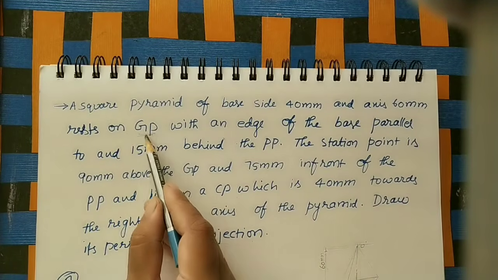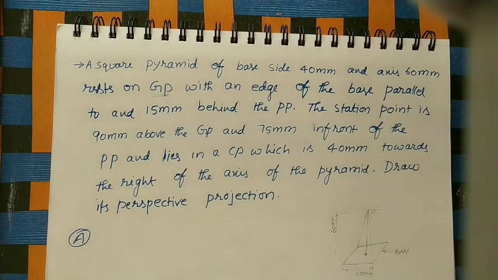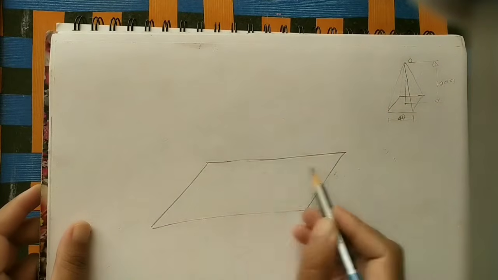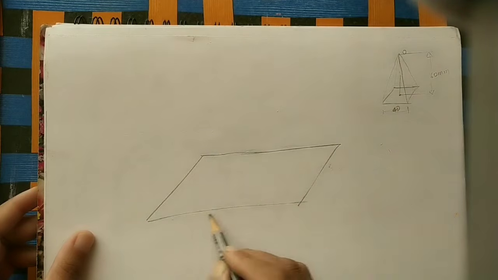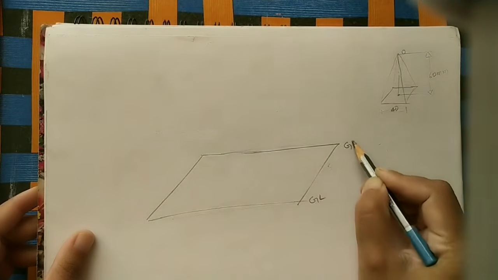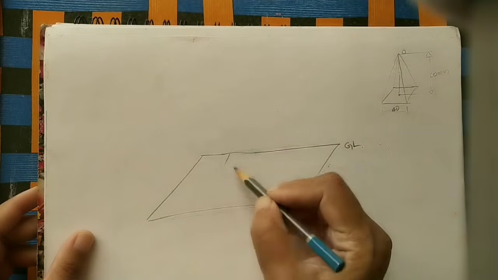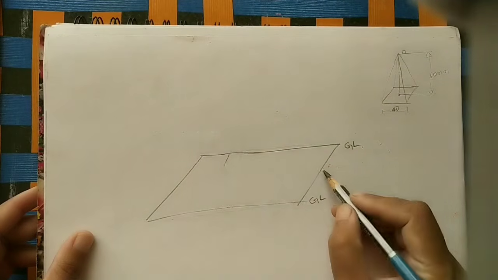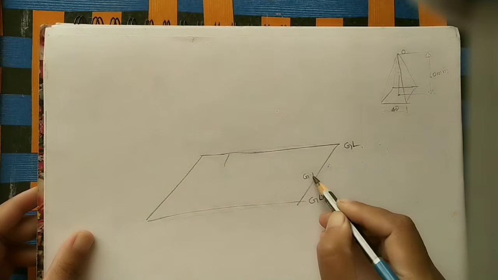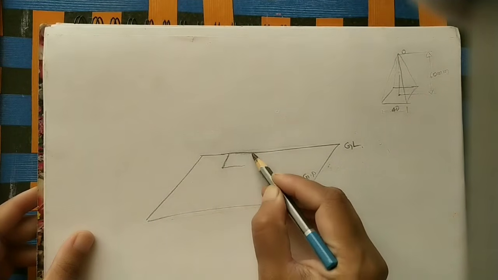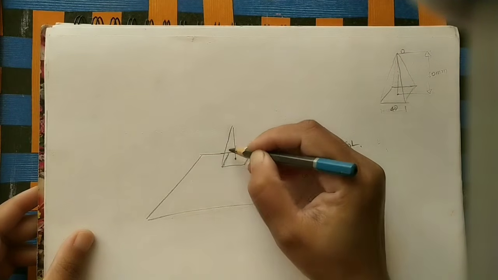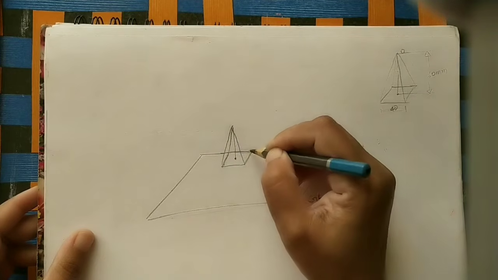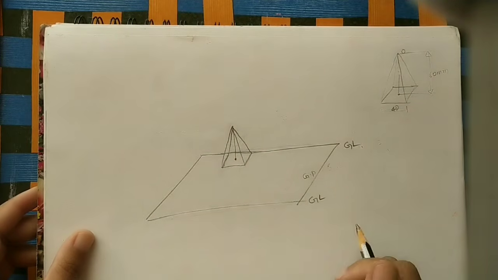And then, resting on GP. This square pyramid is resting on the GP. GP means ground plane. Remember that name, GP. Here I am doing one rough diagram. Let us take one horizontal plane. So this is GP, ground plane. Here we can call these lines ground lines, GL. We are keeping the pyramid on this horizontal plane or ground plane. This entire plane is called GP. Now we are keeping this pyramid, roughly I am doing it like this. So this is the square pyramid we are keeping on the horizontal plane, that is, the ground plane.